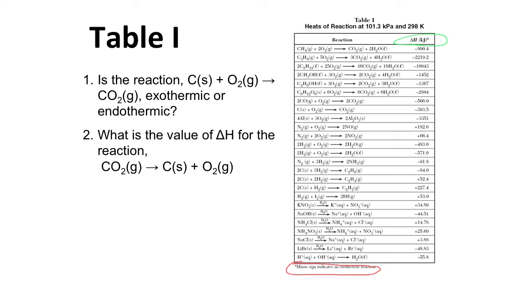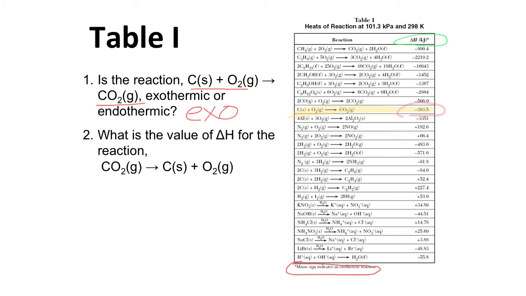So in this first example, we have to literally find that reaction there. So now what we need to do is we just need to scroll through those reactions and find carbon plus oxygen gas makes CO2. So it is right here. My value for that is negative 393.5. So since it is negative, that tells us that our reaction is exothermic, meaning it is releasing heat.